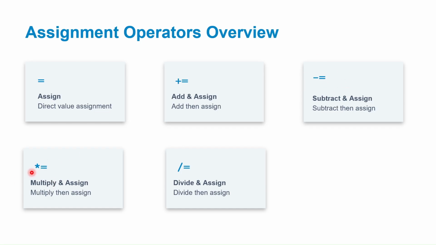The fourth assignment operator is multiply and assign. As I explained for add and assign, subtract and assign, the same goes for multiply and divide also. It will multiply the value with the variable and assign the answer to the same variable. Same for divide also. So let's jump to the next slide to understand in detail with examples.